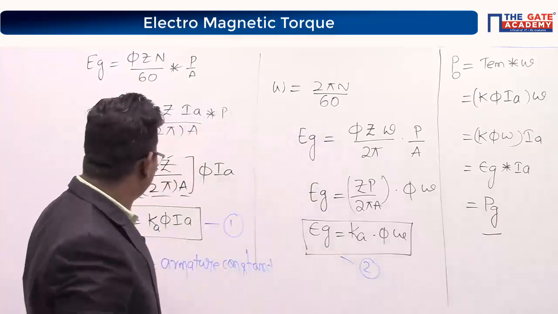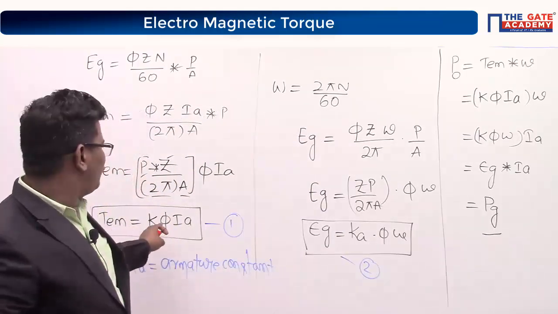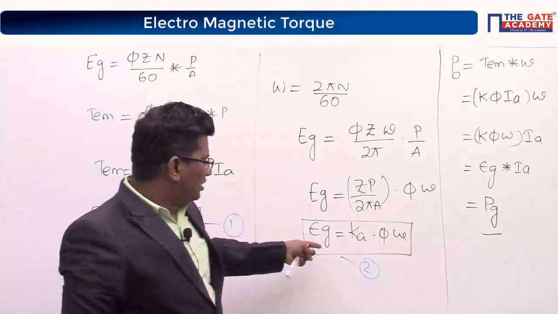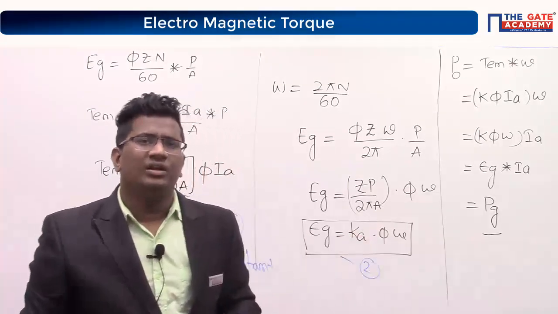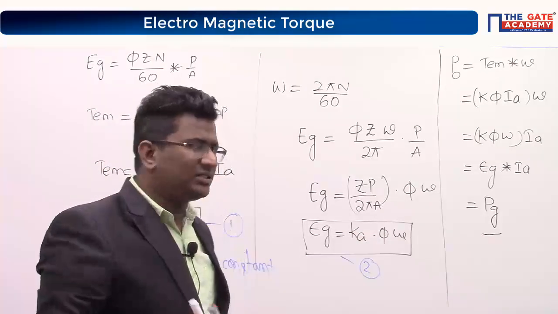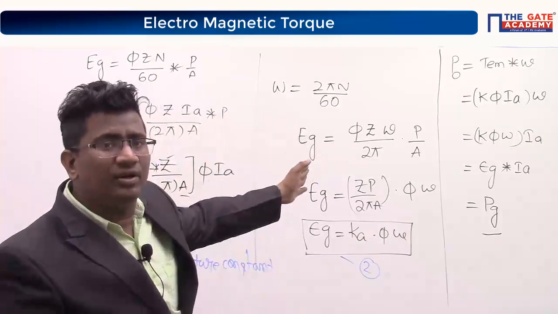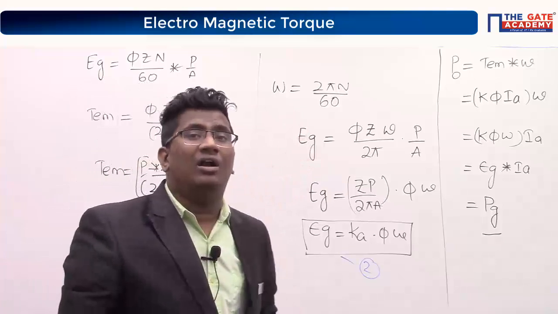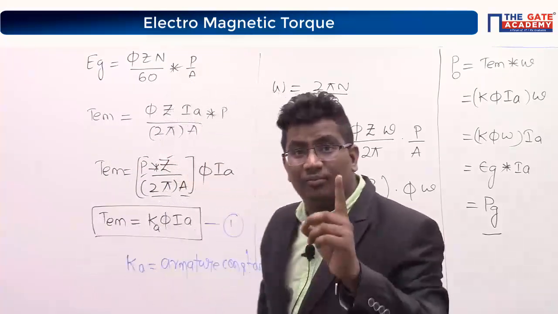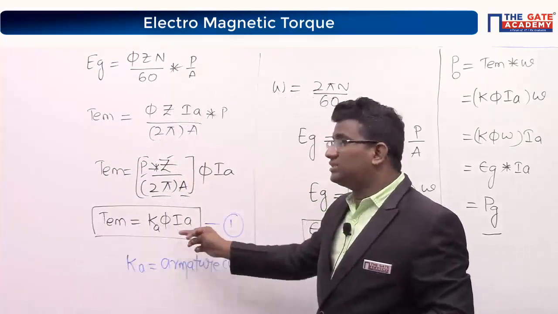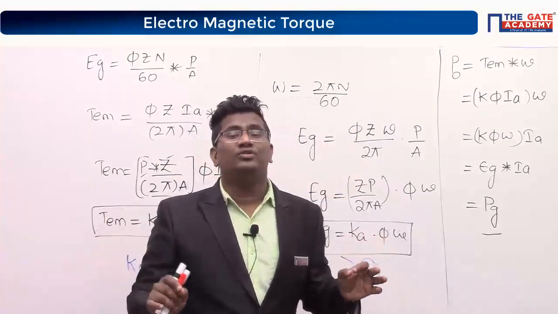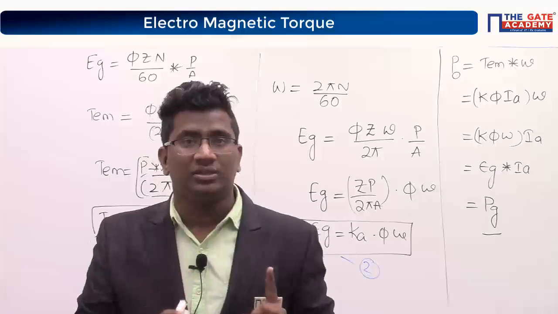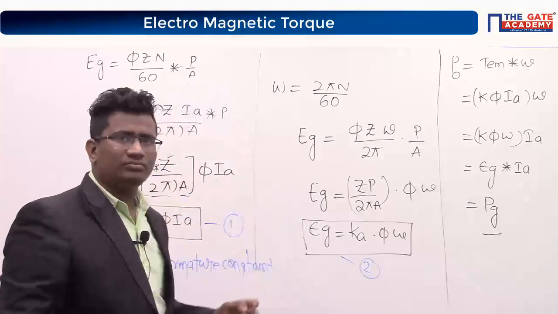I hope you have seen these formulas. Torque is equal to K into phi into Ia. Eg is equal to K into phi into omega. Have you heard about this previously in your academics? You got this relation from here itself. These two equations are called performance equations. And I am promising you that these two are more than enough for me to solve any GATE question in DC machines. Can't you remember these two?